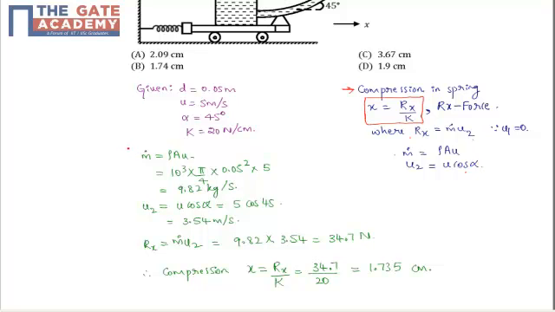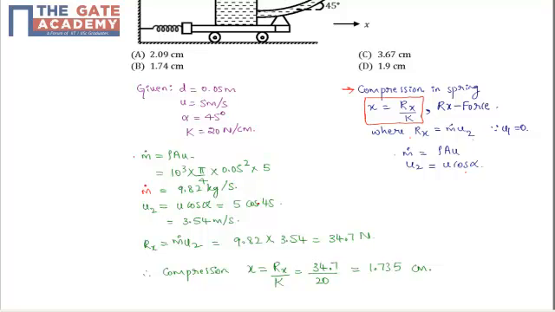So to find x, we have to find Rx. So m dot, that is the mass flow rate, will be rho A u. Density is 10 power 3 kg per meter cube, and the area is given by pi by 4 d square. We know the velocity, diameter and the density, so we can find m dot as 9.82 kg per second, and velocity u2 will be u cos alpha.